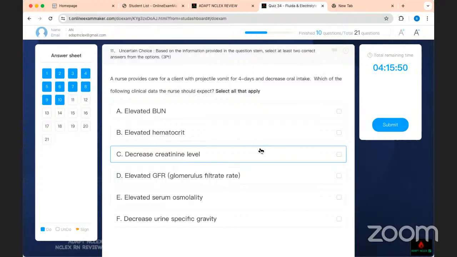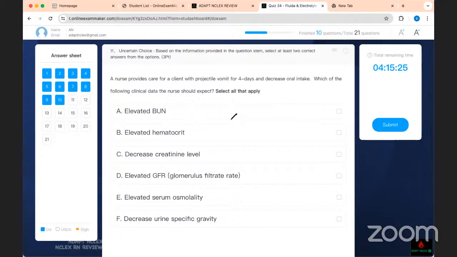Same thing. Select-all-that-apply. Okay, there's a bunch of them. Which of the following clinical data should the nurse expect? I should expect one of them, right? A nurse provides care for a client with projectile vomiting for 4 days and decreased oral intake. Same idea, right? What is the buzzword here? What are the buzzwords in the question?